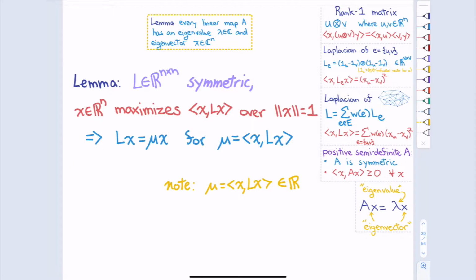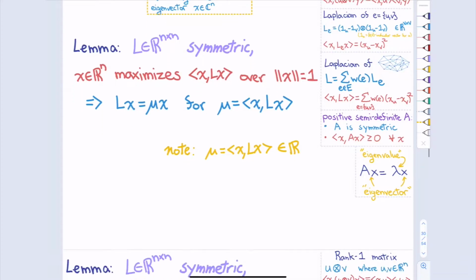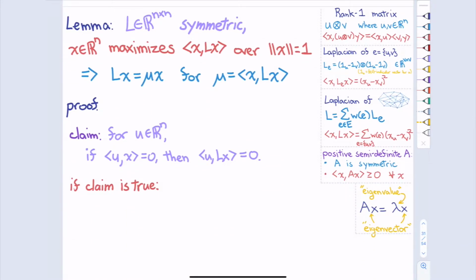Okay, so this is what we're going to prove. This will probably be the most mathematical portion of the class. So let's prove this thing. What we're going to do is break it. Instead, we're going to focus on this claim.